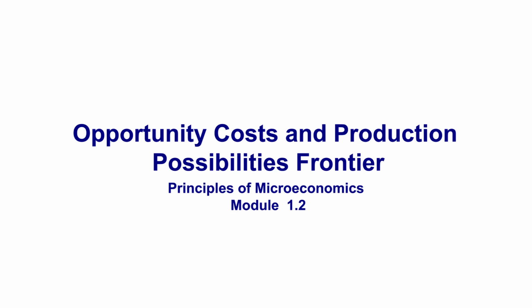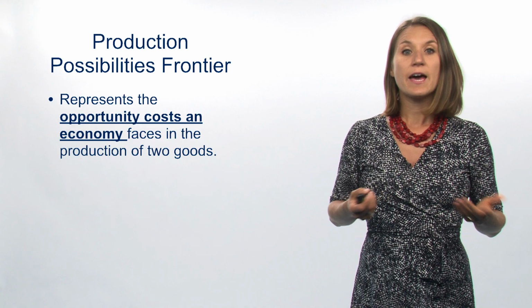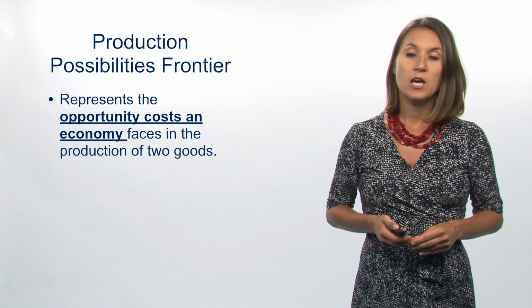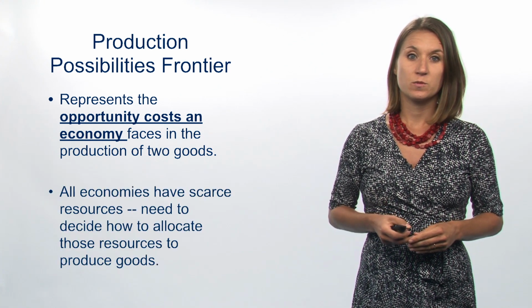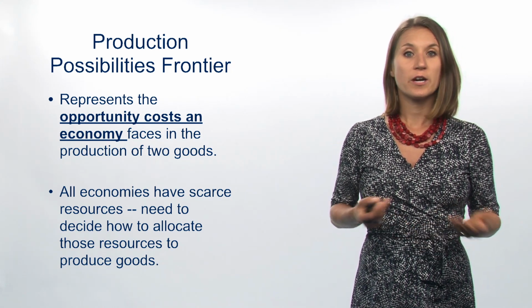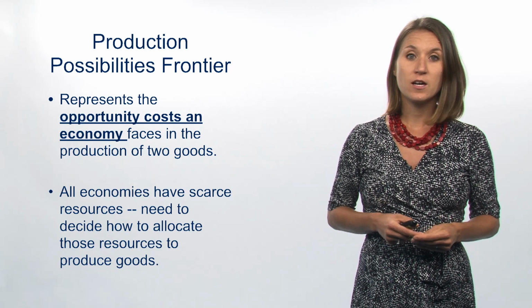This is Module 1.2, and we'll be talking about the idea of opportunity costs and the production possibility frontier. The production possibility frontier captures the allocation of scarce resources in an economy between the production of two goods. We know that all economies have scarce resources, and they need to decide what to do with those scarce resources when they're trying to produce different types of goods in the economy.